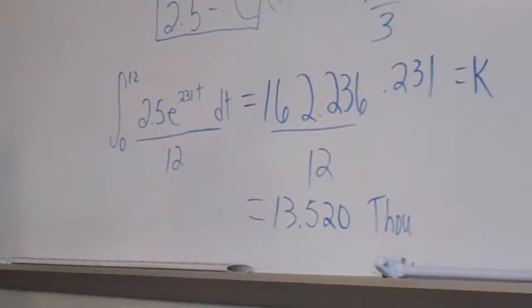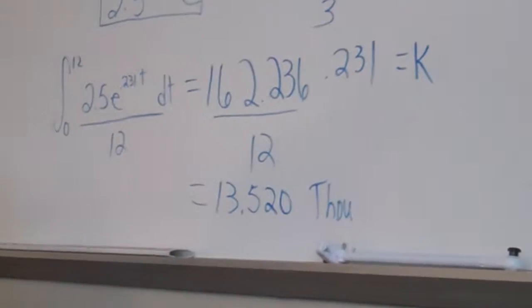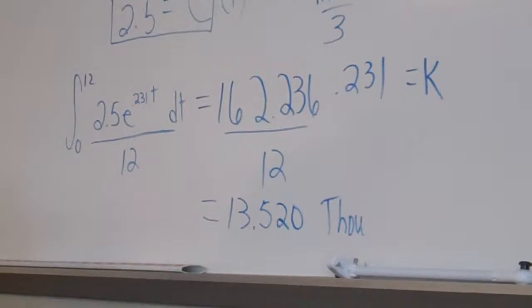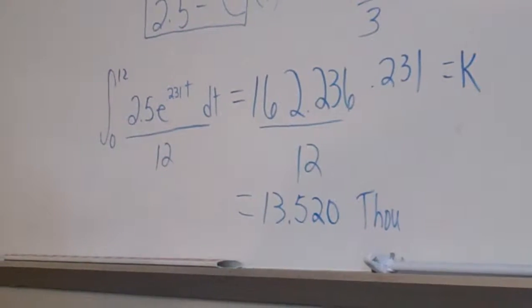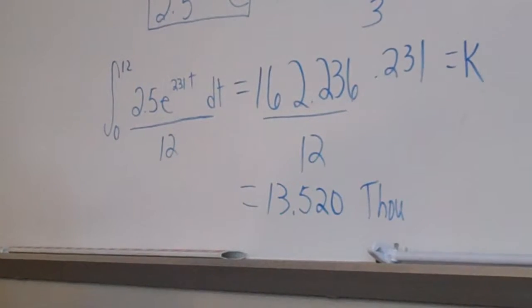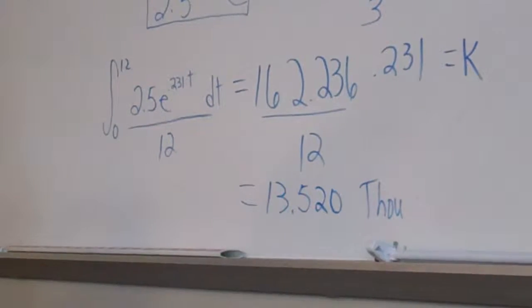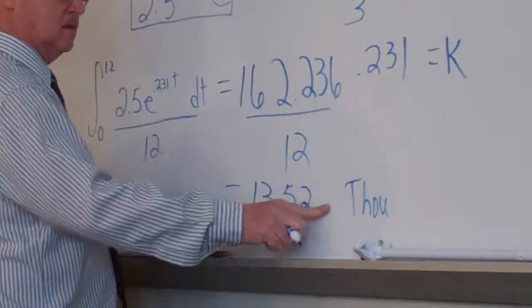So I think the correct answer is going to be around 13,520. And just don't do any rounding that you don't have to do. You see what the answer book says here. They said 13,525, so they didn't even round that off.